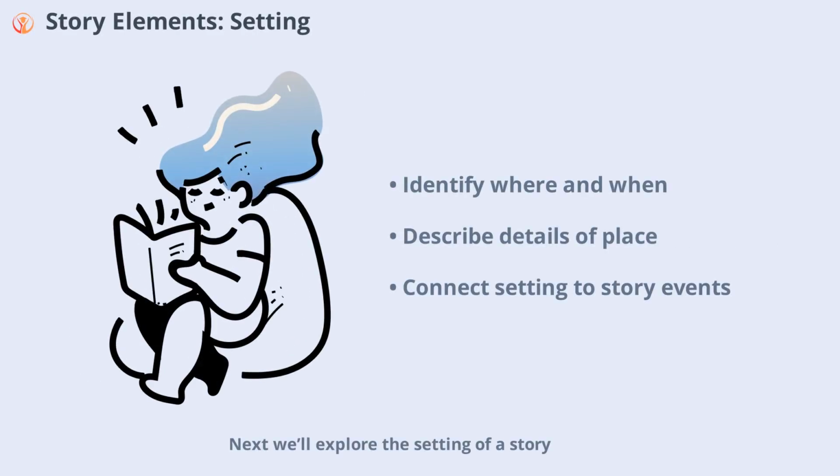Next, we'll explore the setting of a story. The setting tells us where and when a story takes place. It can be a real place, like a school or city, or an imaginary world. By noticing clues in the text, you'll learn to describe settings in detail and explain how they affect the characters and plot. Sometimes, the setting can even feel like another character in the story. Understanding the setting helps us picture the story in our minds and makes reading more enjoyable.